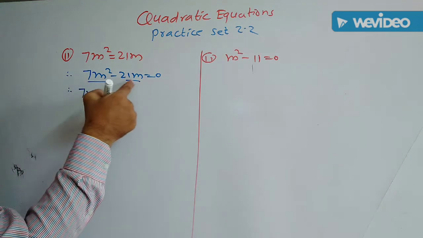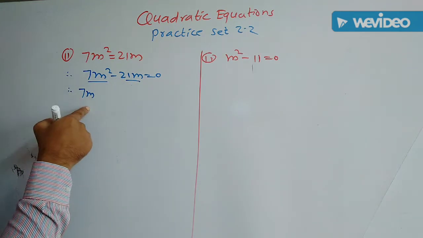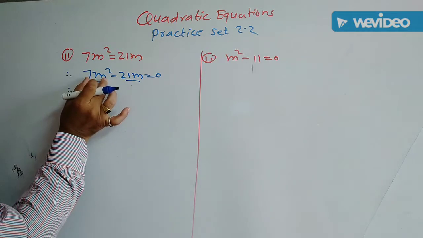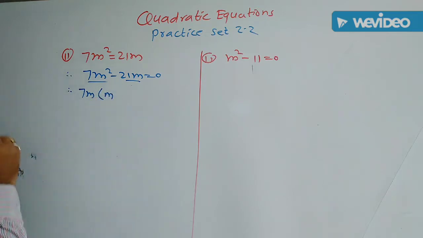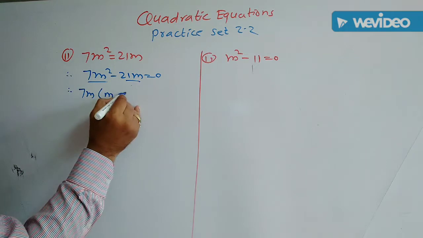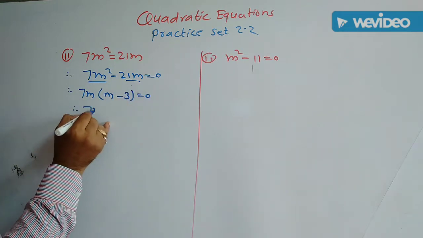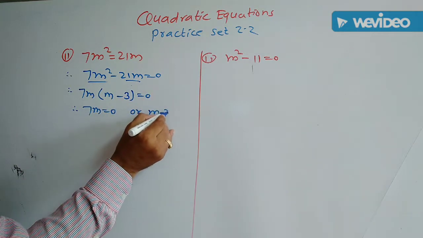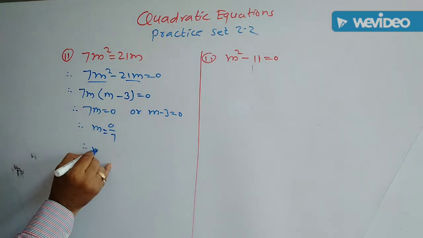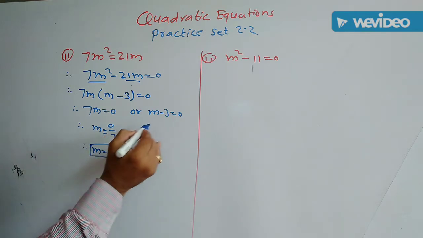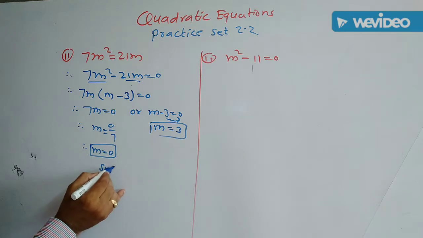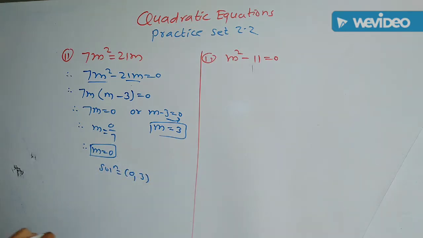From 7m square minus 21m, 7m gets common. Why? Because 7 and 21 are multiples of 7, and therefore from 7m square, 7m gets common, remaining is m, and from 21m, 7 gets common, remaining is 3, is equal to 0. 7m is equal to 0, or m minus 3 is equal to 0. Multiplied 7 gets converted to division, therefore 0 upon 7, that is 0. Minus 3 gets converted to plus, and therefore the solution is 0 and 3.